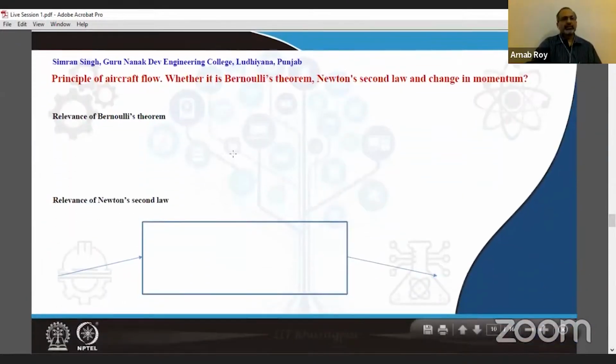Next question from Simran. He's curious about the principle of aircraft flow. So he wants to know whether Bernoulli's theorem or Newton's second law and change in momentum are relevant for aircraft flow. Of course, both are relevant. It depends on what you are looking at.